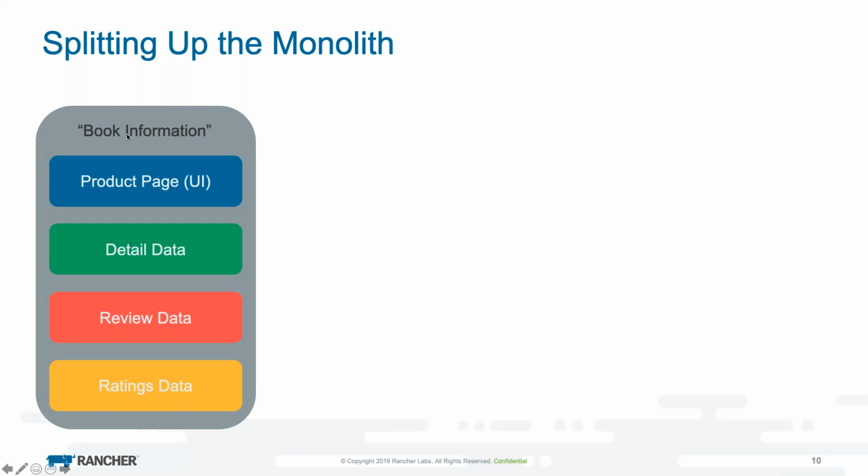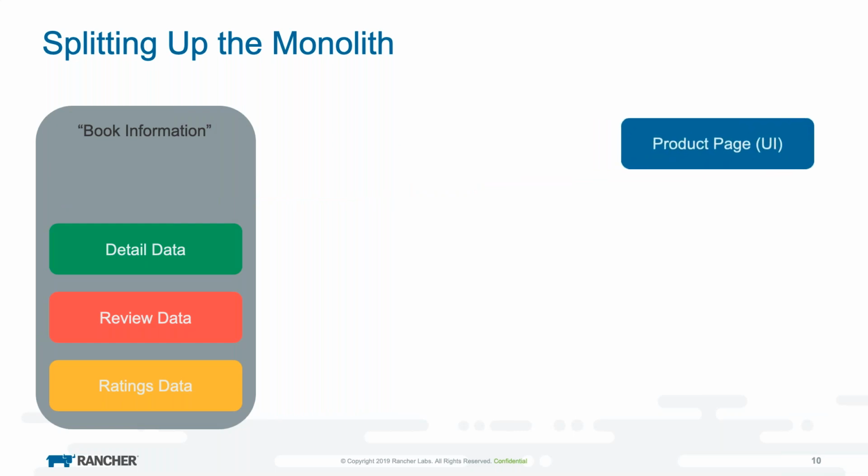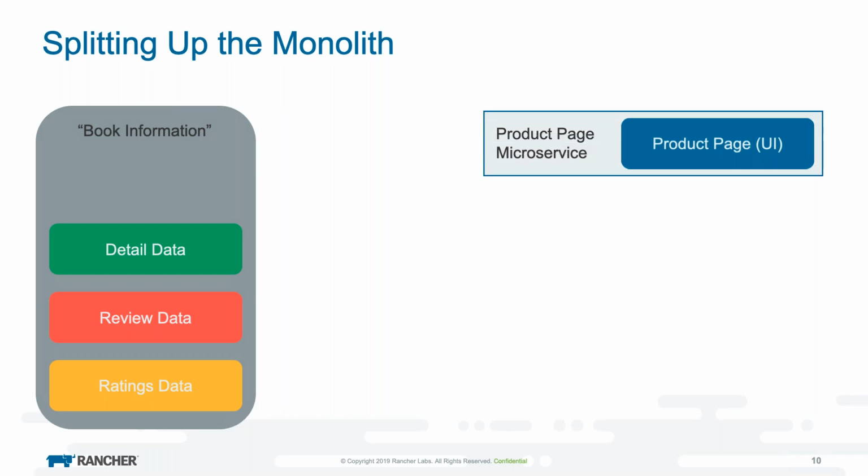So we have our book information monolith over here. I've got the product page, detail, review, and ratings data on the left, all as components of this application. If we split this up, we're going to move the product page out into its own component. We may take that set of functionality for the user interface, split it into its own code base, and then offer it as an API. Maybe this is just the browser arriving at this UI, and the UI will make other API calls to other microservices. By moving this component out of that monolith, we've built our first microservice, which is the product page.